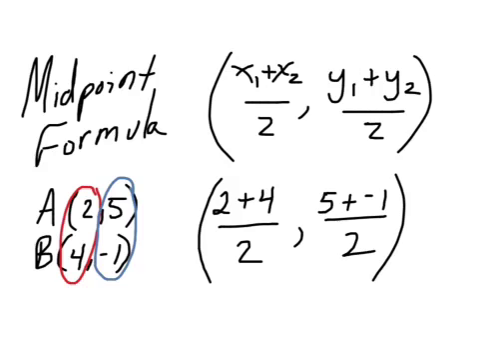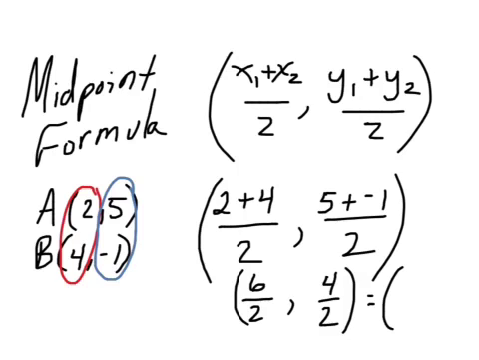Okay, now the first thing that you want to do is add or subtract the tops. So 2 plus 4 would be 6. And then the other one, 5 plus -1 would be 4. And then to simplify that, 6 divided by 2 is 3, and 4 divided by 2 is 2. So the middle point between those two would be 3, 2.